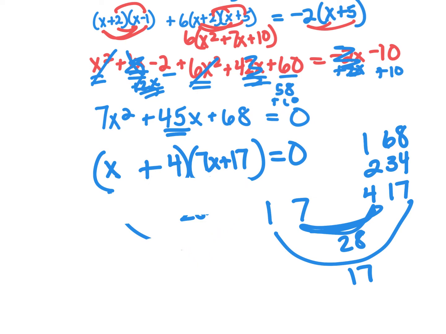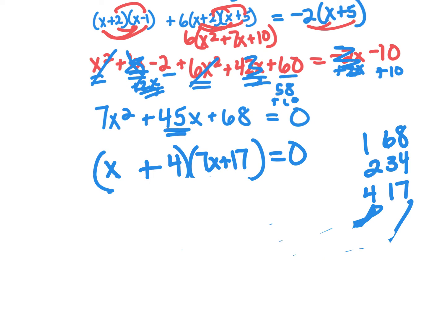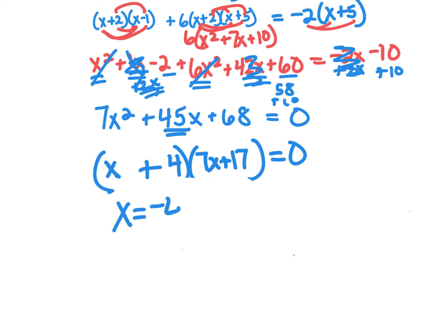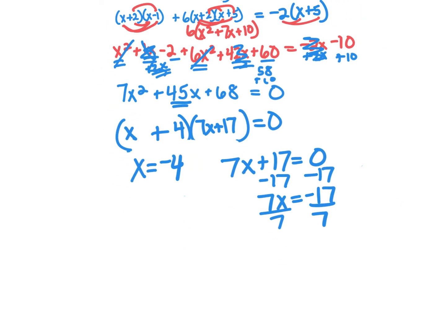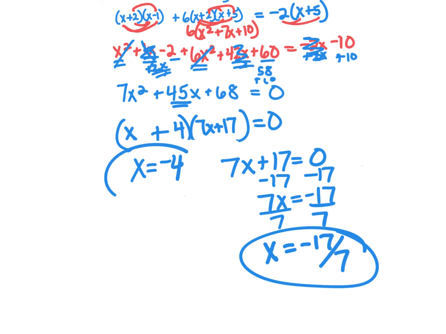So now the factoring's done, and now we can just give the solutions. So we just want to say what would make these parts equal to 0, and x could be -4, or we're trying to make this part 0. So remember how this works, we would just move the 17 over, which makes it negative, and then we would divide it by the 7. So we'd have x equals -17 over 7. And then we'd have both of those answers.